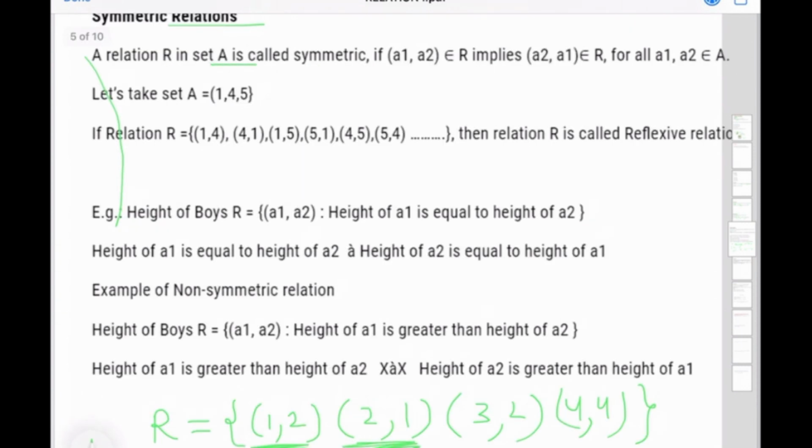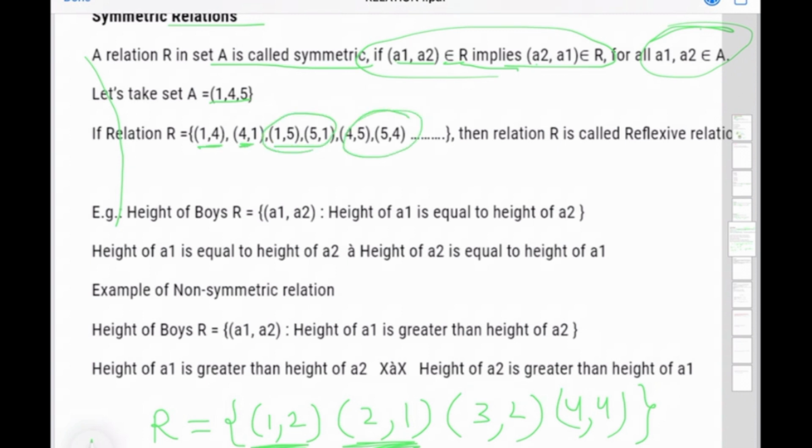R is called a symmetric relation if (a1, a2) belongs to R implies (a2, a1) will also belong to R. When this condition is satisfied, then it will be a symmetric relation. And these a1, a2 both will be from A. Here again an example is taken: (1, 4) is there, (4, 1) is also there, (1, 5) is there, (5, 1) is also there. So this relation is symmetric.